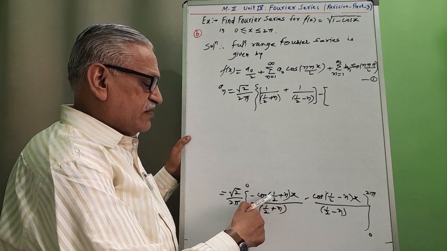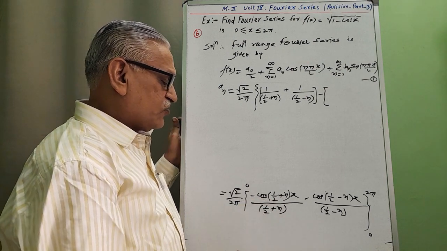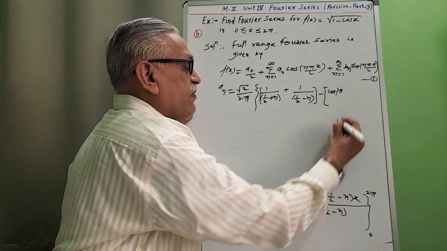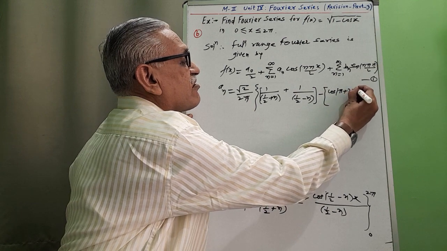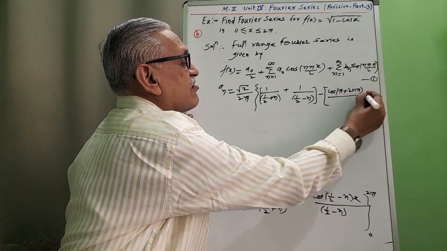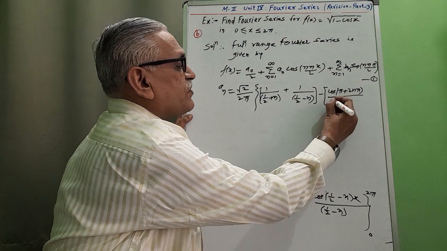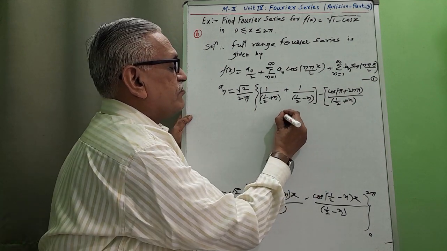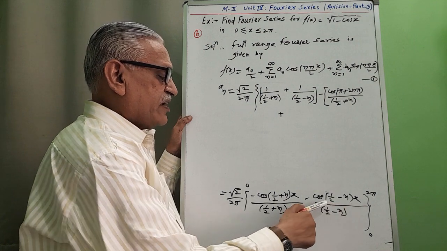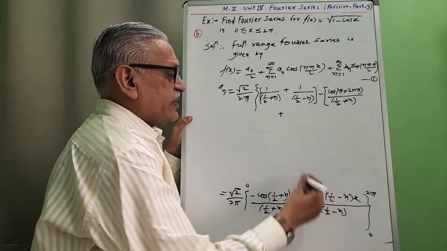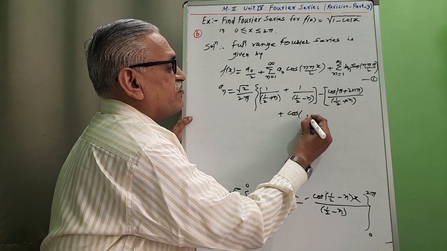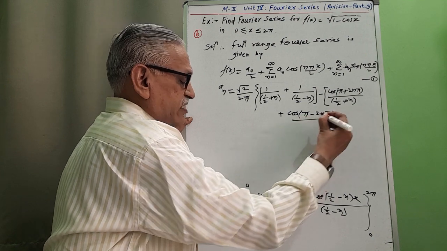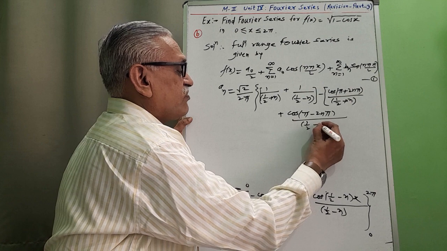substituting the value of x as 2 pi, multiplying it inside, the 2 gets cancelled, we get cos of pi plus 2n pi divided by 1 by 2 plus n, and plus again x as 2 pi, the 2 gets cancelled, we get cos of pi minus 2n pi whole divided by 1 by 2 minus n.